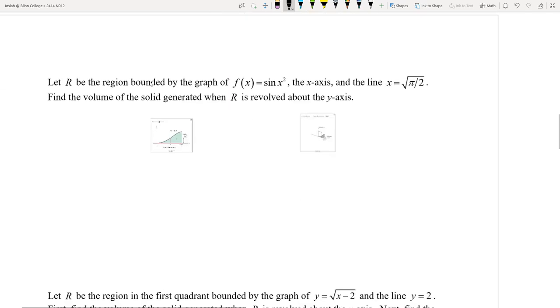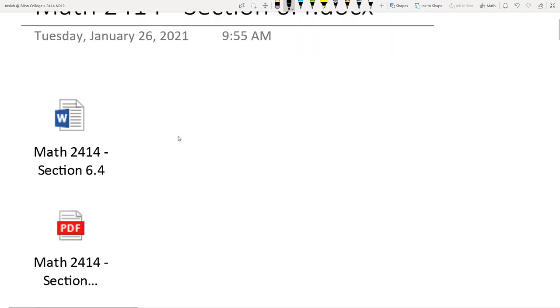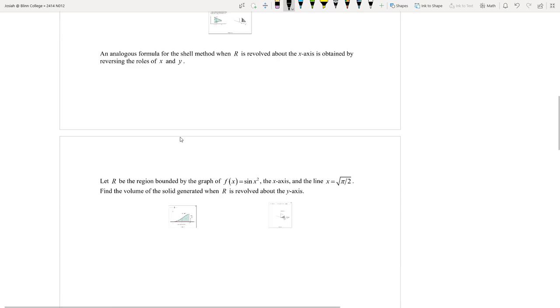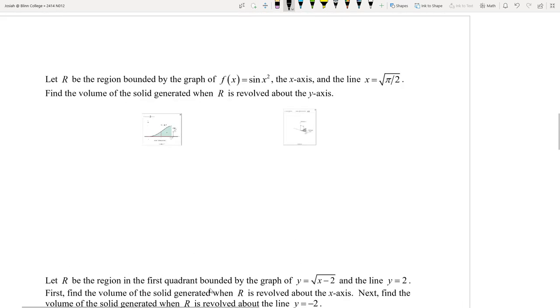So let R be the region bounded by the graph of f of x equals sine of x squared, the x-axis, and the line x equals root pi over 2. Find the volume of the solid generated when R is revolved about the y-axis. So we can kind of just see it in this picture here. We are revolving this about the y-axis. We're going to take this guy and revolve it about the y-axis.